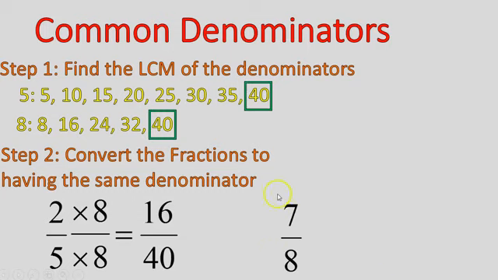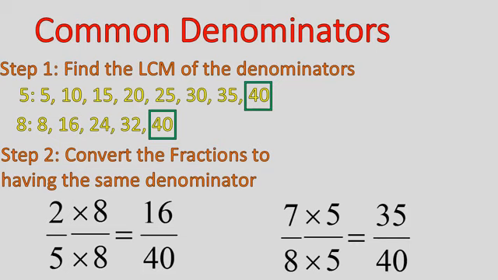Go ahead and try and convert this 7 out of 8 to having a denominator of 40. In the steps, you're going to say 8 times what gives me 40? 8 times 5 is 40. So I multiply the top and bottom times 5, and my fraction is now 35 over 40.